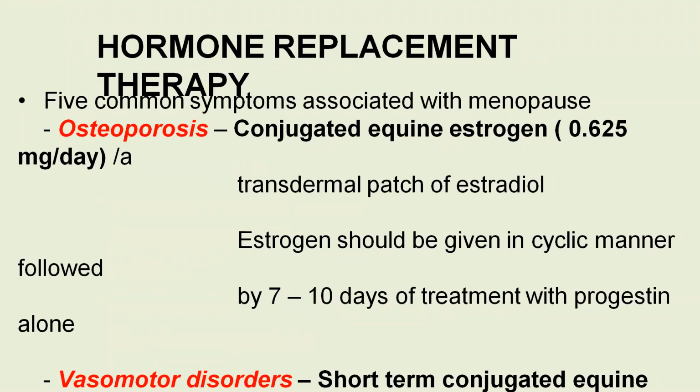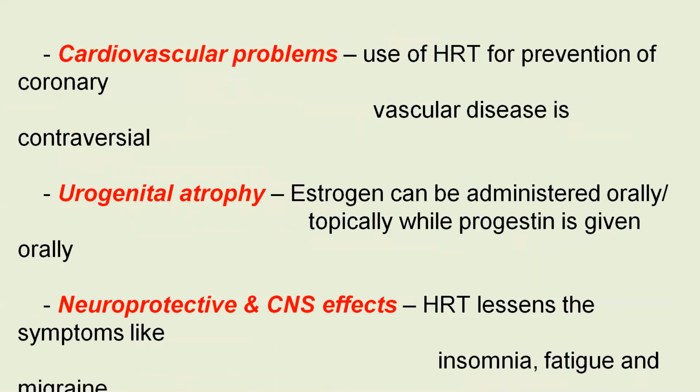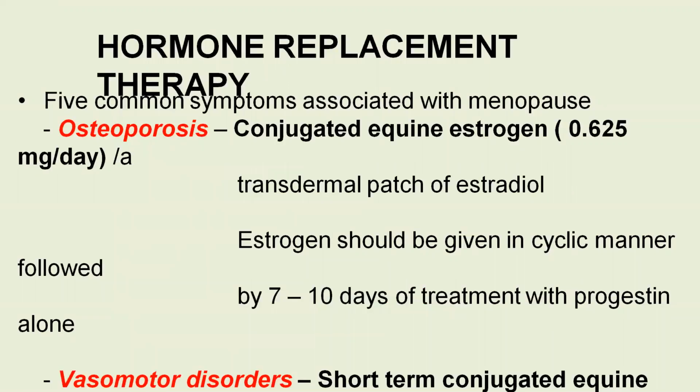So this is mainly used to treat the 5 common symptoms associated with postmenopausal women. So what are the 5 common symptoms associated with menopause? Osteoporosis, vasomotor disorders, cardiovascular problems, urogenital atrophy, neuroprotective and CNS effects. So these are the 5 common symptoms in menopausal women. Estrogen is mainly used to treat these conditions.